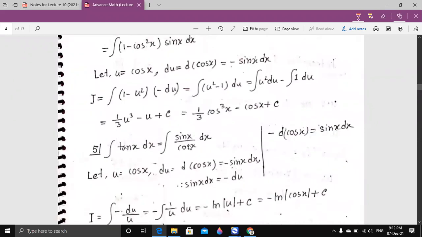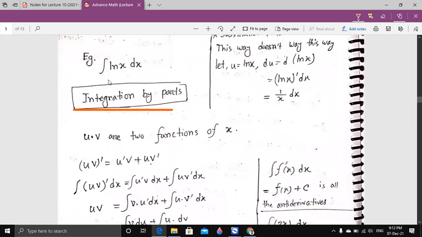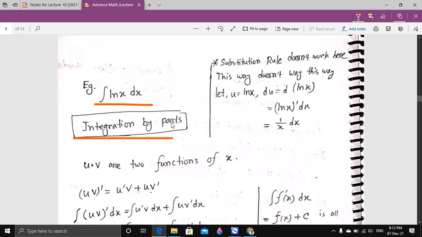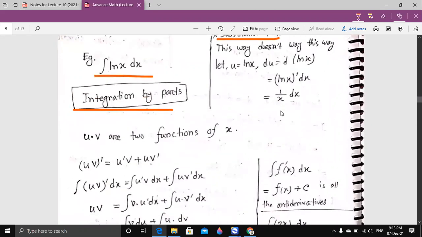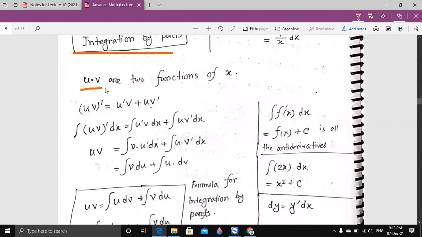So now we are going to talk about the integration by parts rule. Okay. So for example, we have an integration here, the integral of ln x dx. We cannot use the substitution rule here. So the integration by parts rule came from the product rule.